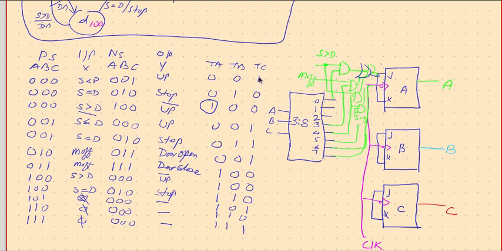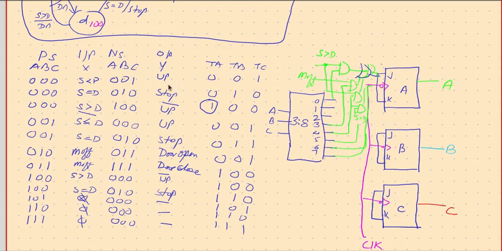Then finally for C, 6 terms have to be created. For this term it is state 0 and S less than D. For this, state 1 and S less than D. For this, state 1 and S equal to D. For this, state 2 and M off, and for this it is just state 5, and for this it is just state 7. All of them are collected, ORed, and that goes to this TC.